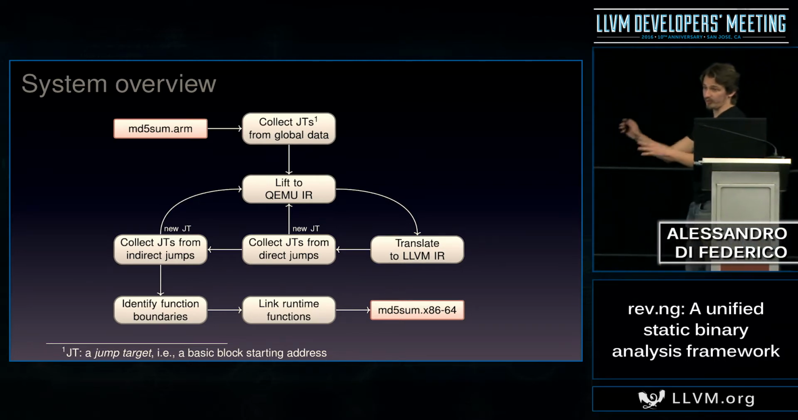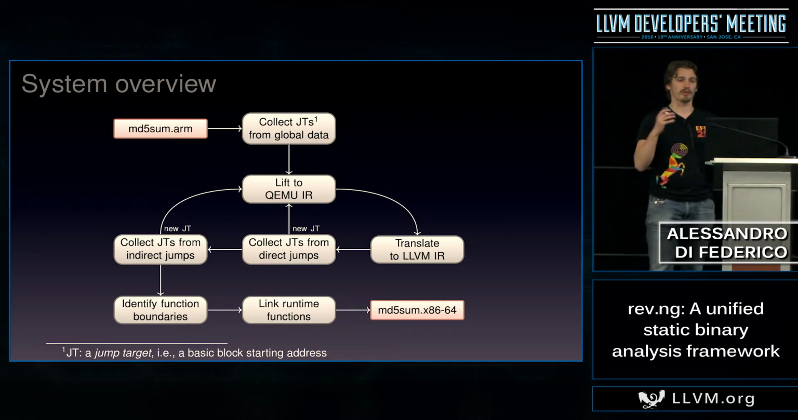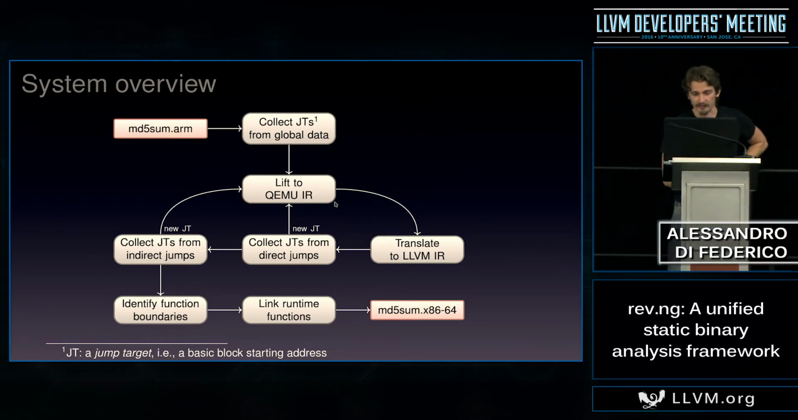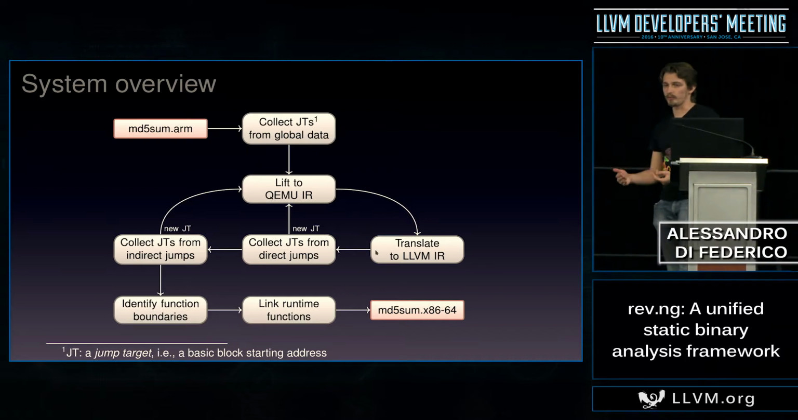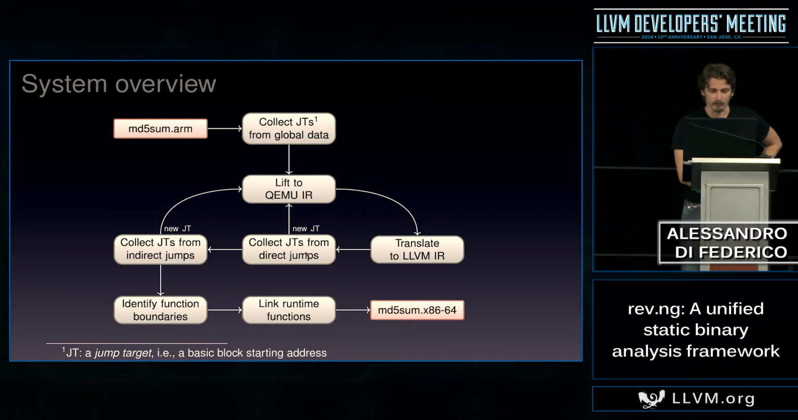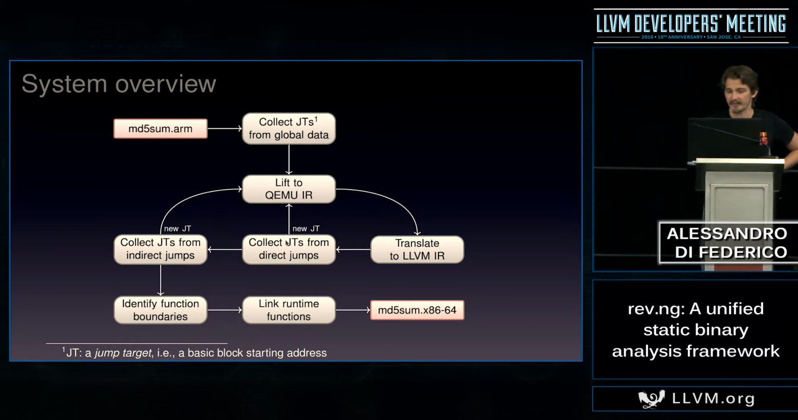Then we feed all of these jump targets to QEMU, which produces its own IR. And then basically we translate this IR to the LLVM IR. At this point, we generated some code. We go through all of this code and we look if we can find some direct branches to some basic block that we have not translated yet. So we collect new jump targets from the direct jumps. If we have new jump targets, we go back to QEMU and repeat again and again.